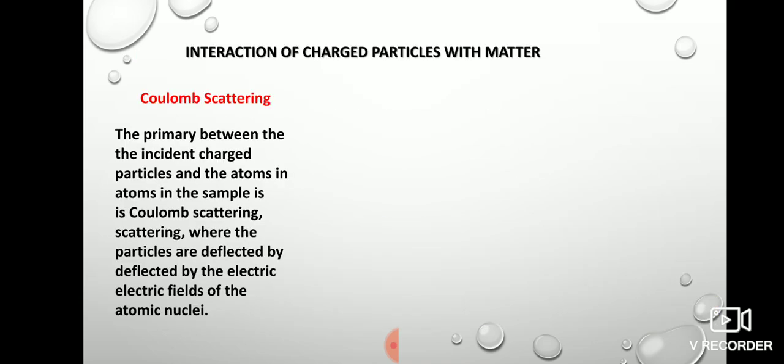So, the primary stage involves Coulombic scattering. That means the interaction between incident charged particles and the atoms in the sample is of the Coulomb scattering type, where the particles are deflected by the electric fields of the atomic nucleus.